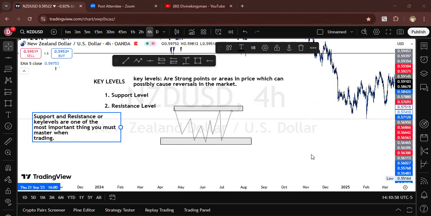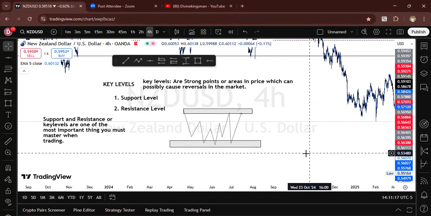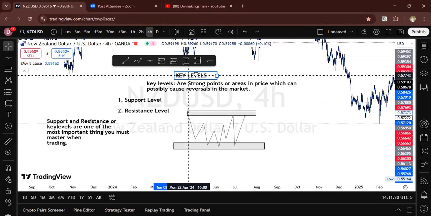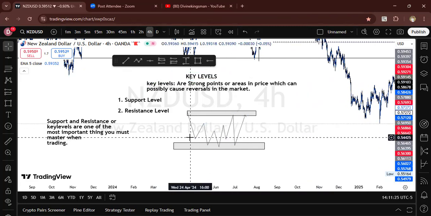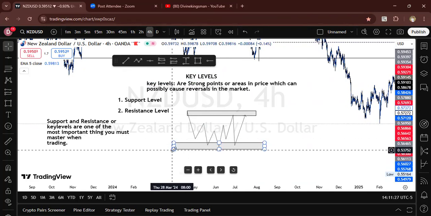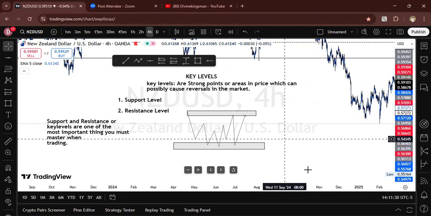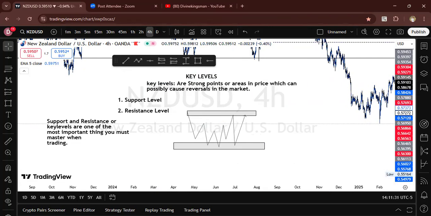Now, the question is, why is it so important? Why are key levels important? Why is support and resistance important? It is important because it can give you high win rate opportunities. This is the only reason why key levels are very important. It can give you high win rate opportunities.